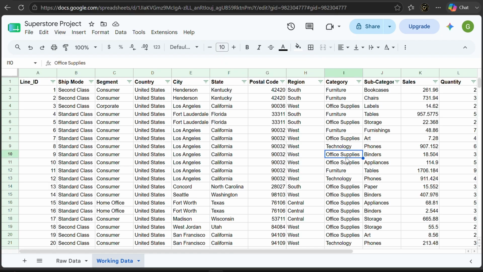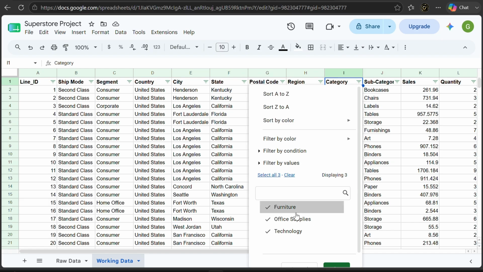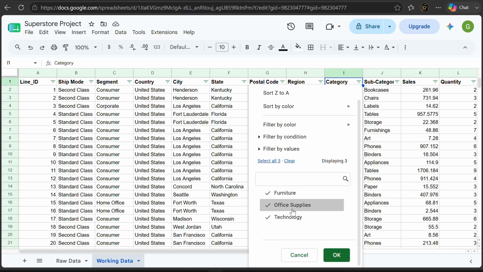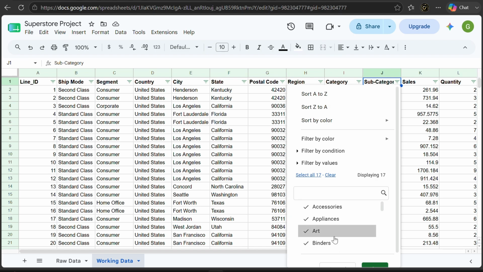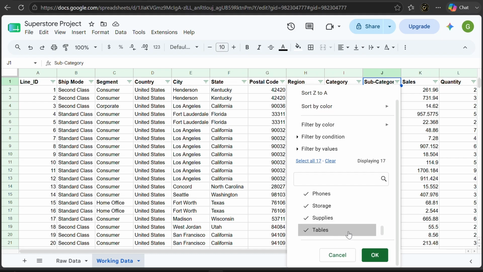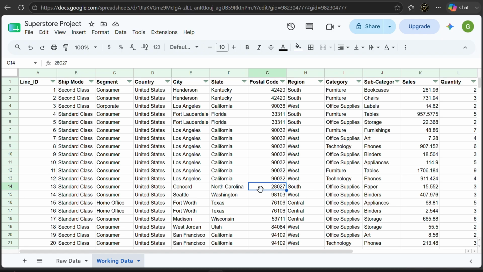Next, let's go to category and subcategory. For categories, we have only three categories, and of course, there are no spelling errors too. And subcategories, we have accessories, appliances, art, binders, bookcases, chairs, copiers, envelopes, fasteners, furnishings, labels, machines, paper, phones, storage, supplies, and tables. So I guess on spellings, we are okay. There are no duplicate values from what we've seen, and there are no empty cells. I think this data set looks quite clean.